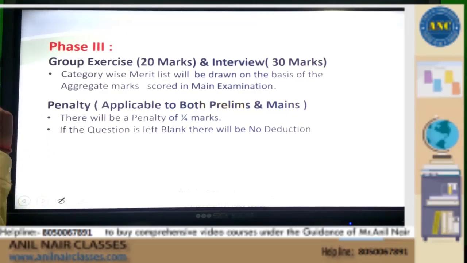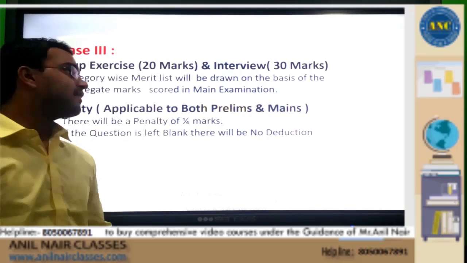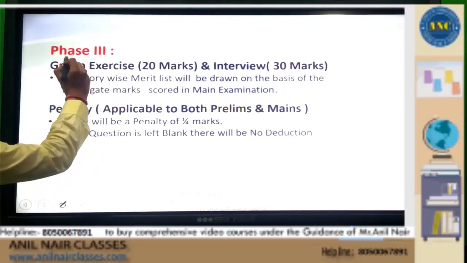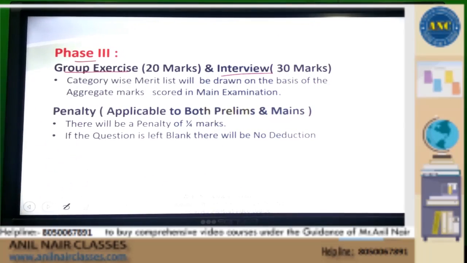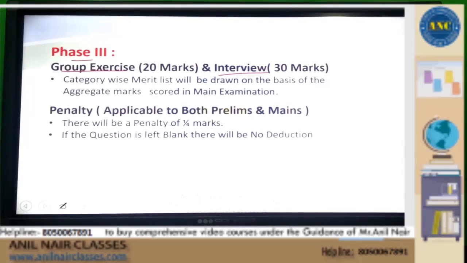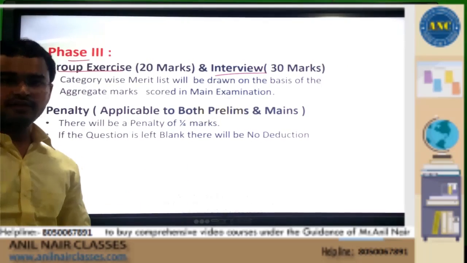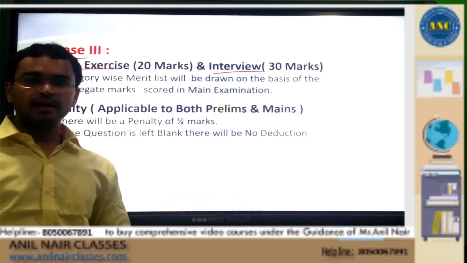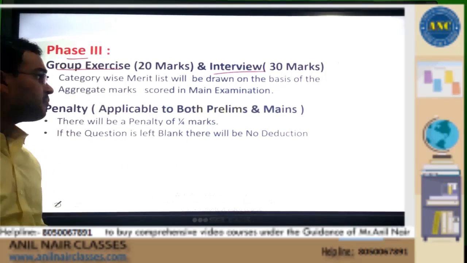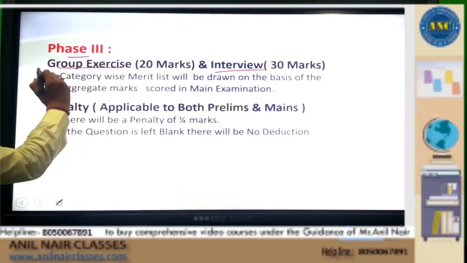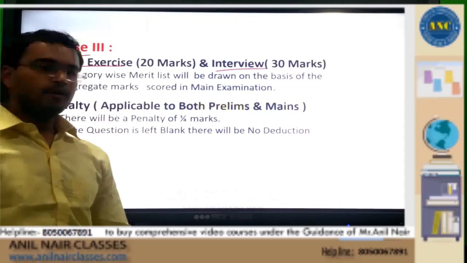Once you're done with your mains, and if you clear mains, you will be called for phase 3, which is group exercise and interview. Group exercise and interview is mostly based on your activity and your involvement, and how good you are with your communication skills and what you have done in your life, so that you can portray and show SBI that you are a capable candidate for SBI PO. And once you clear this, you will be selected as an SBI PO officer.